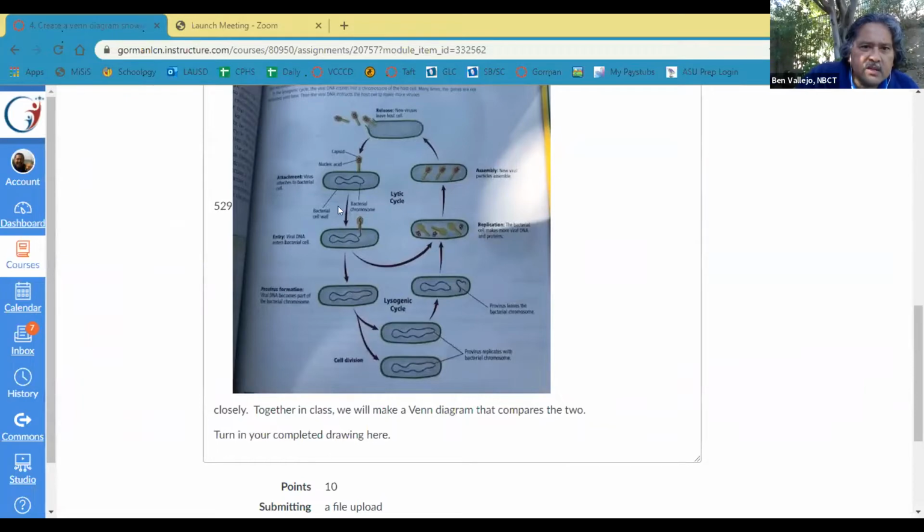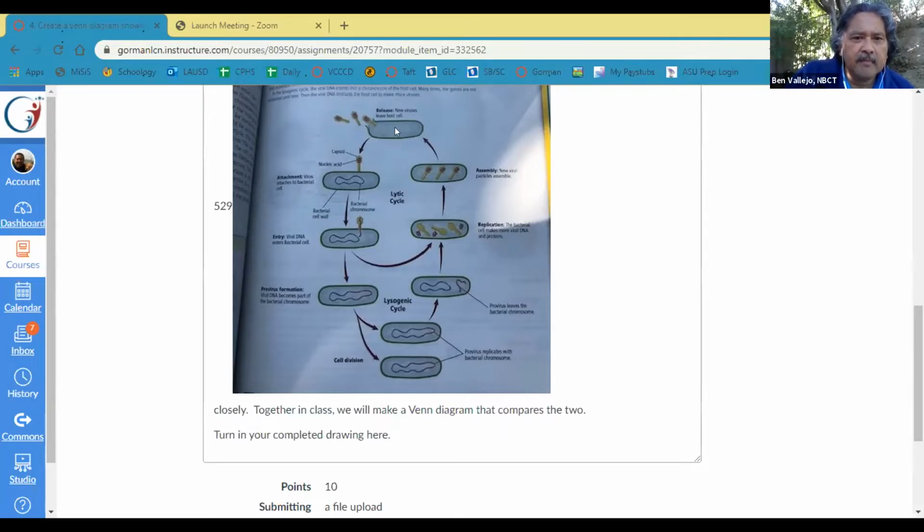So these two things happen in both the lytic cycle and the lysogenic cycle. The lytic cycle is when the virus goes in there and it takes over, and then it replicates the virus, and then once you get so many viruses, it blows up. Okay, so that's called the lytic cycle.